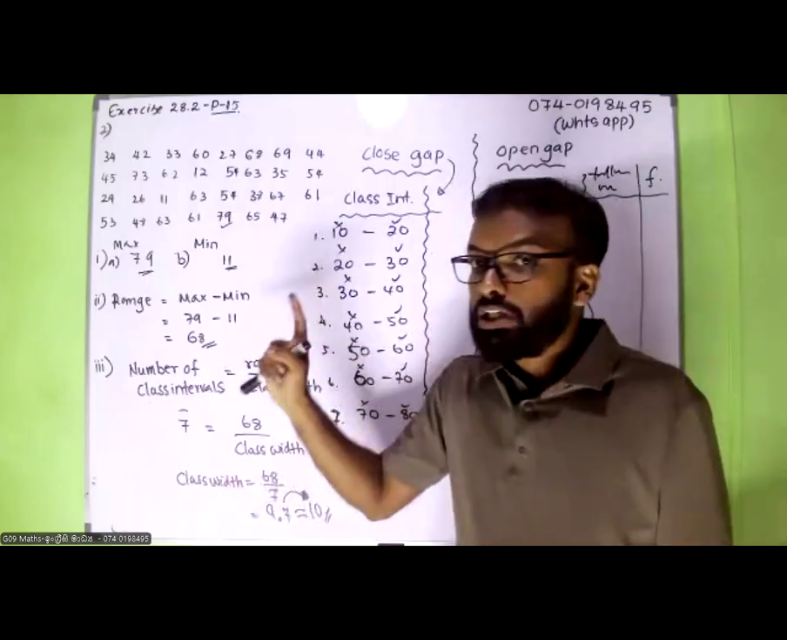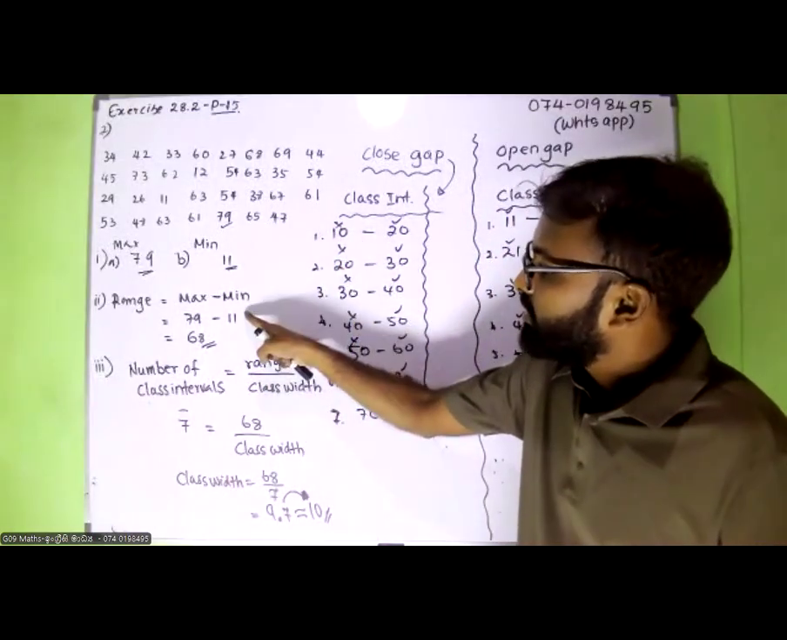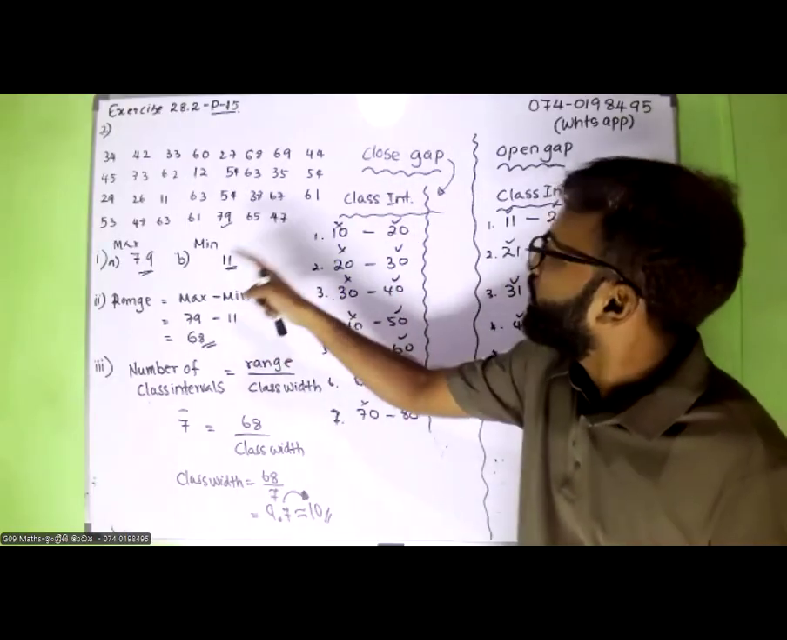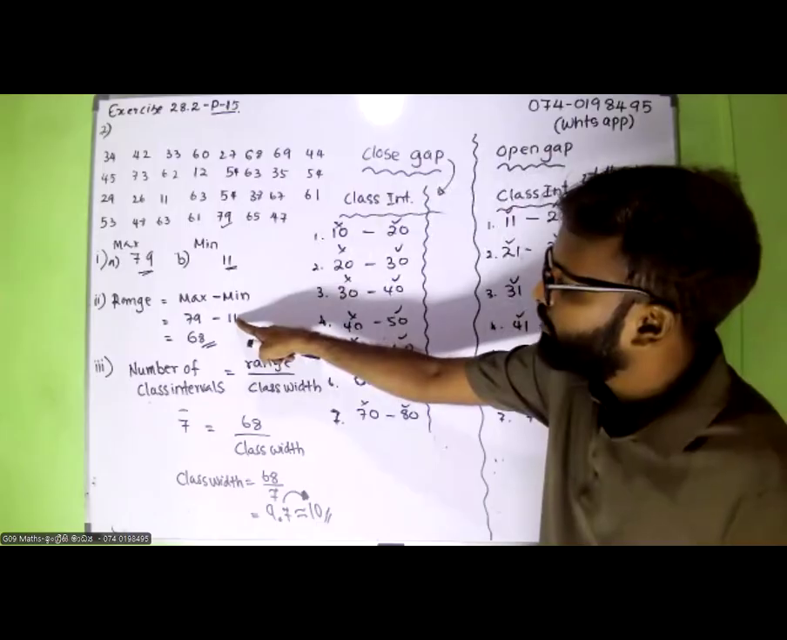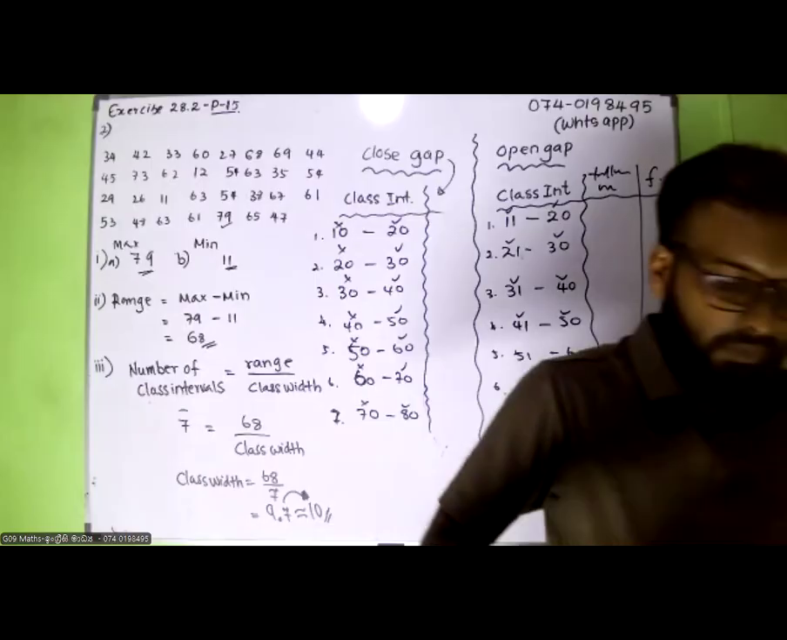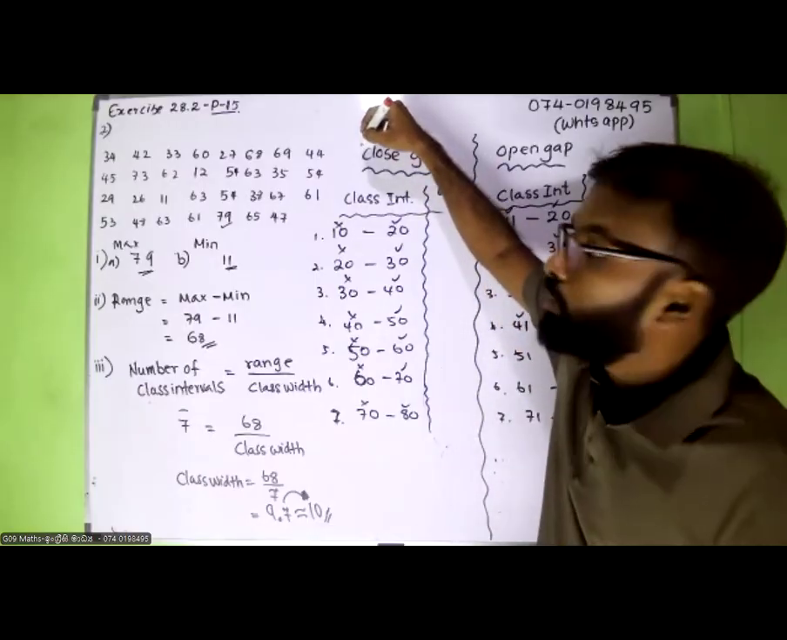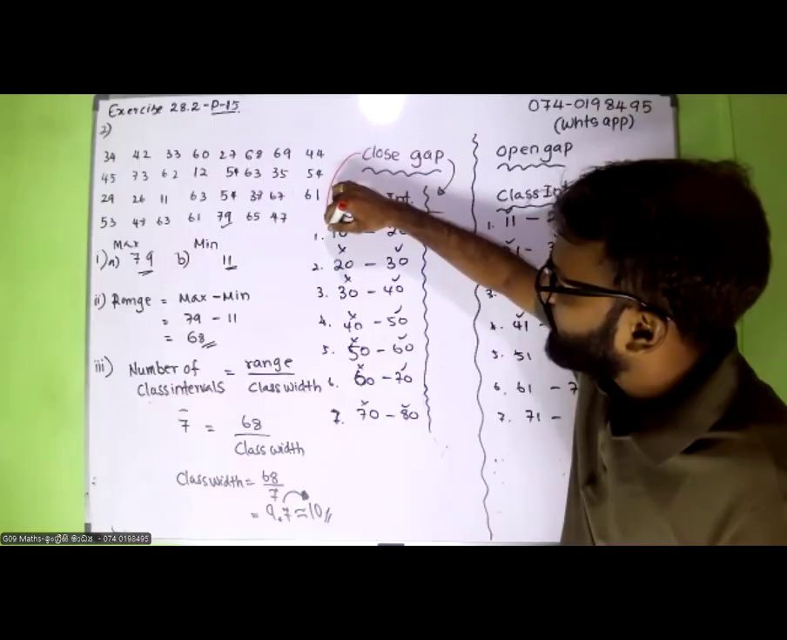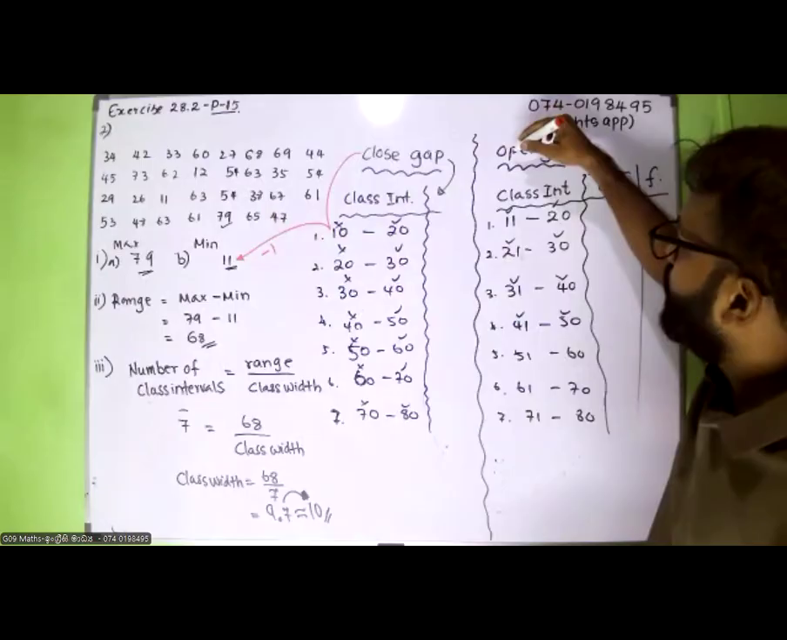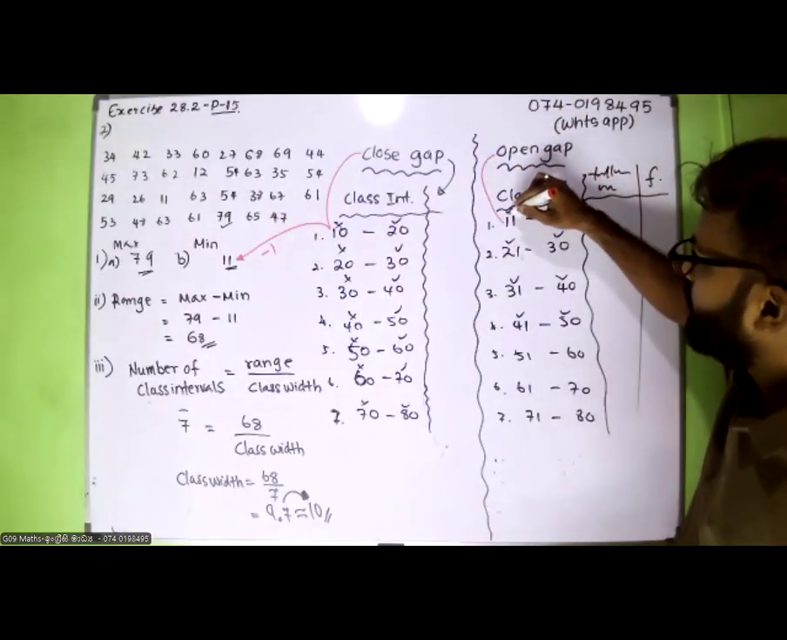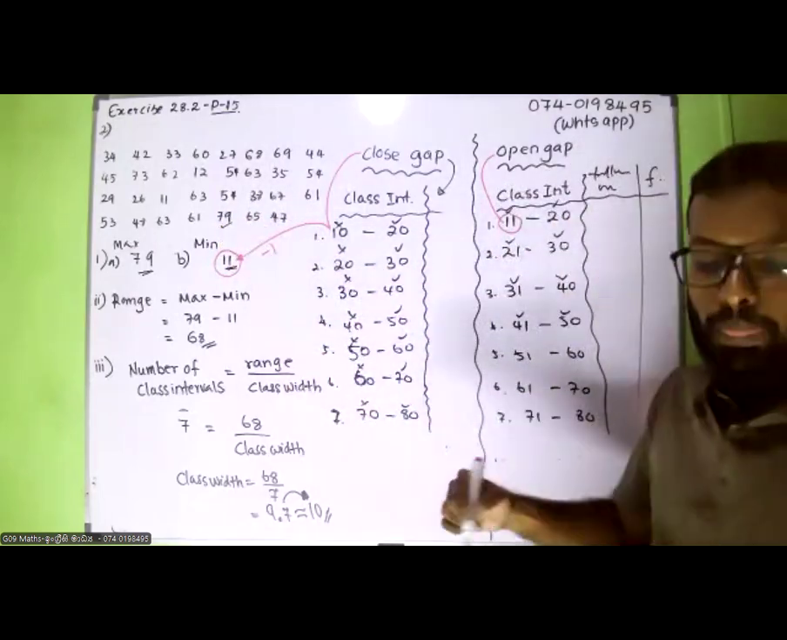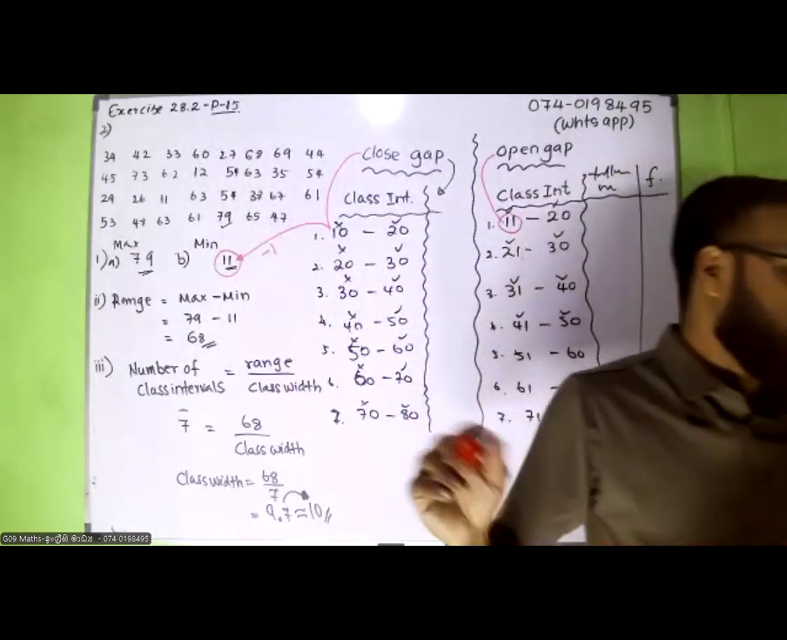And the logic for defining this is the minimum value. Close gap, minimum value, subtract 1. Open gap, minimum value, start from the minimum value. Like the most important point. If you want, you can mark them. The close gap, starting point, subtract 1. Open gap, starting point 11, it is same as 11. So those are the important points that you need to remember, right?